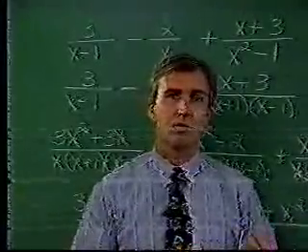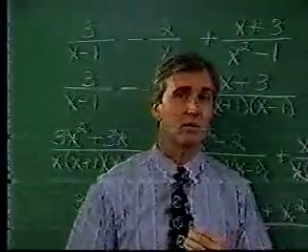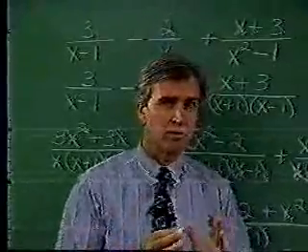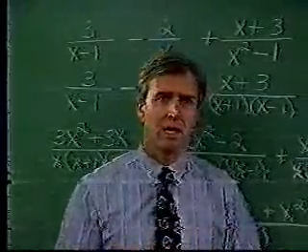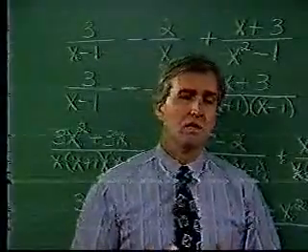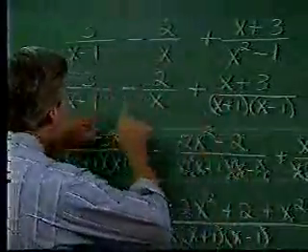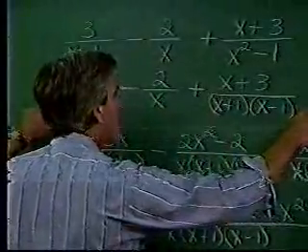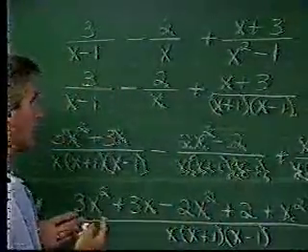I discovered that one of my problems was that I couldn't read my own writing because I was writing so rapidly, and then some numbers looked like other numbers and that kind of thing, and I made mistakes as a result. So, at any rate, we write the factored form in the denominators, and now we identify a common denominator.